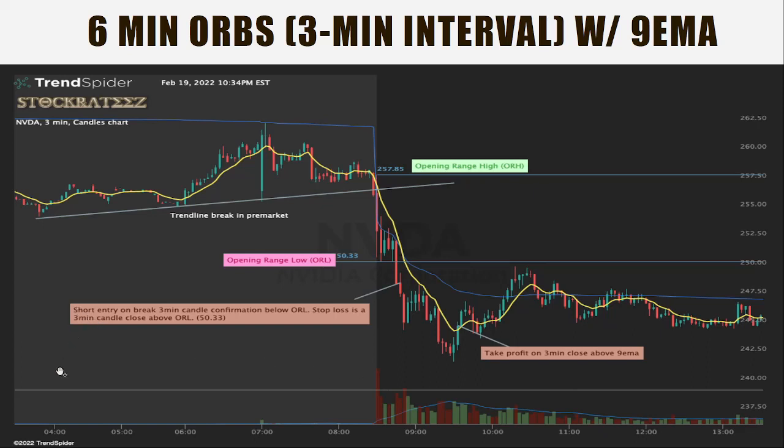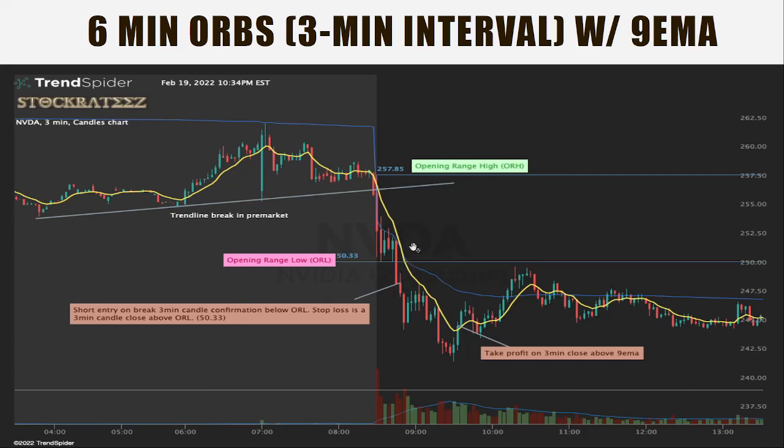6 minute orbs. Now, if you're a beginner, I recommend 5 minute orbs, but if you're a little less impatient like me, you can do a 6 minute orb. So we've got a trend line break in pre-market. So we'll look for the orb. We drew a line at the high, a line at the low. So it went below the opening range low, and we have a 3 minute candle confirmation below. So we're gonna enter right after the candle confirmation into puts.